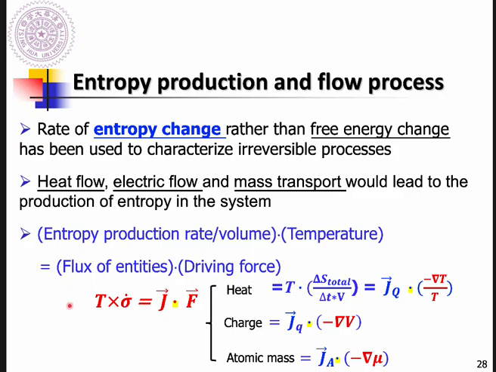So, in summary: for heat, the driving force is the negative temperature gradient divided by T. For charge, it is the current density times the negative electrical potential gradient. For atomic flux, it is the atomic flux times the negative chemical potential gradient. I also want to use the symbols capital F Q, small f q, and F i to represent the different driving forces.